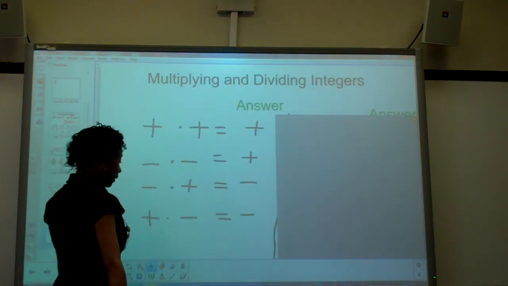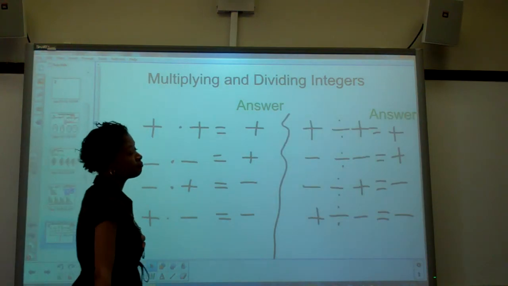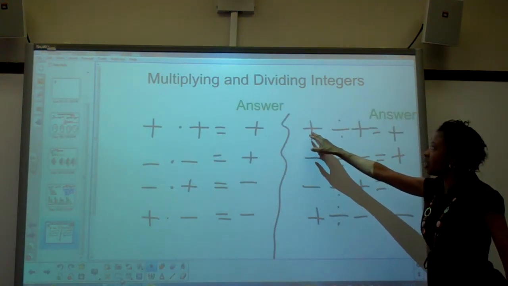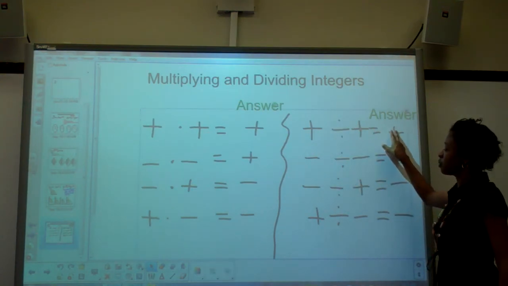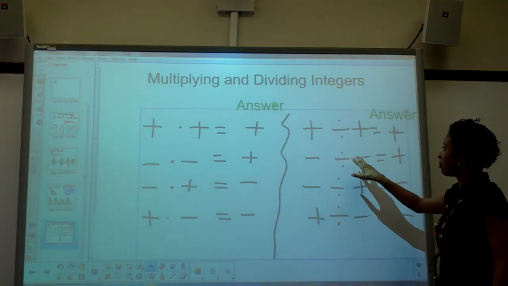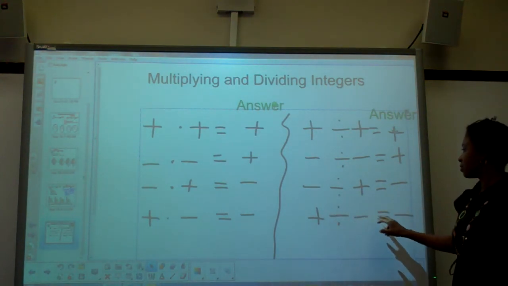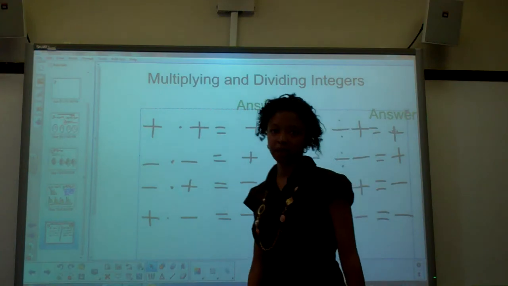Okay? And division, same thing. I'm not going to do the whole shebang for division. A positive number divided by a positive number equals a positive answer. Negative divided by negative is positive. Negative divided by positive is negative. Positive divided by negative is going to be negative.